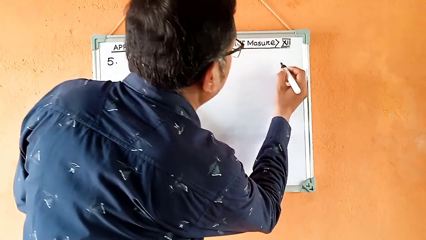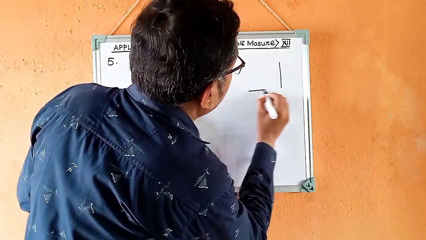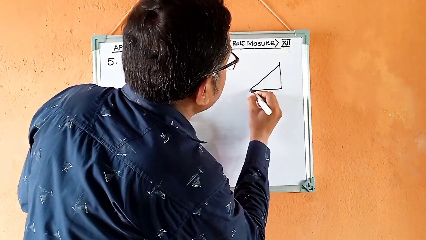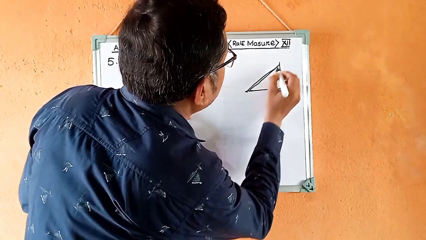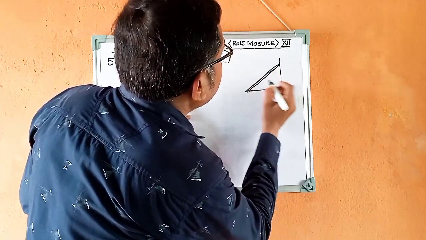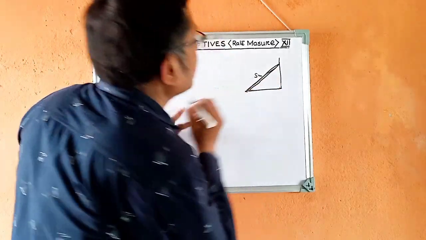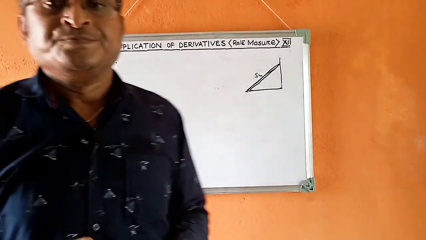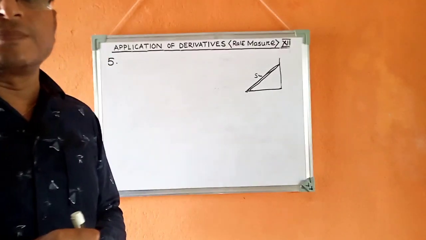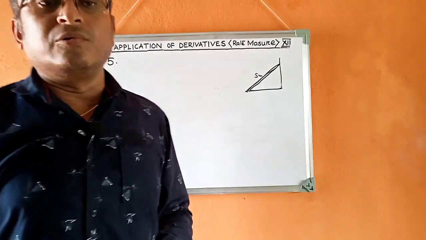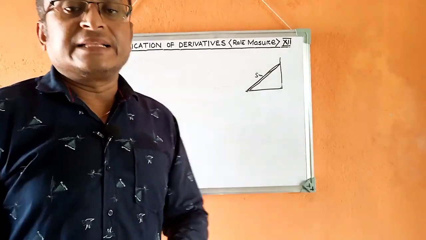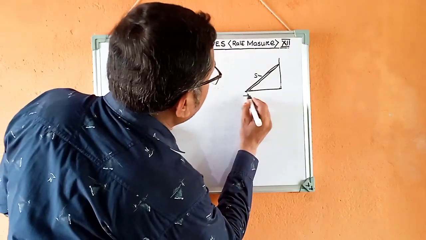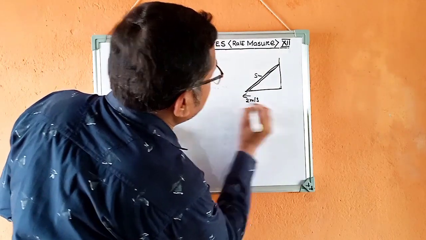First of all, draw the figure. A ladder 5 meter long leaning against a wall. That is the ladder, 5 meter long, leaning against a wall. The bottom of the ladder is pulled along the ground away from the wall at the rate of 2 meter per second. Away from the wall, the rate is 2 meter per second.